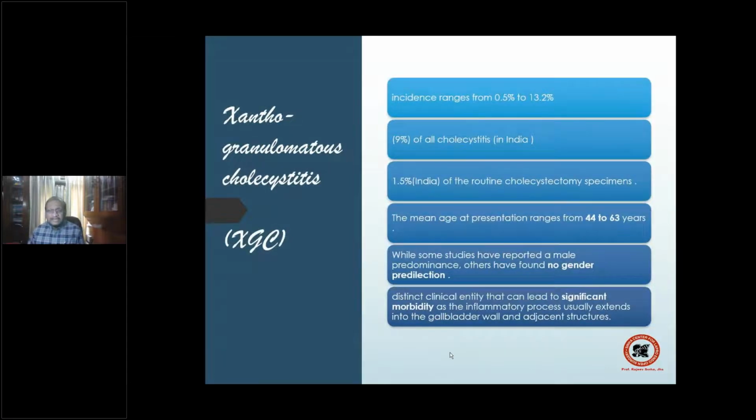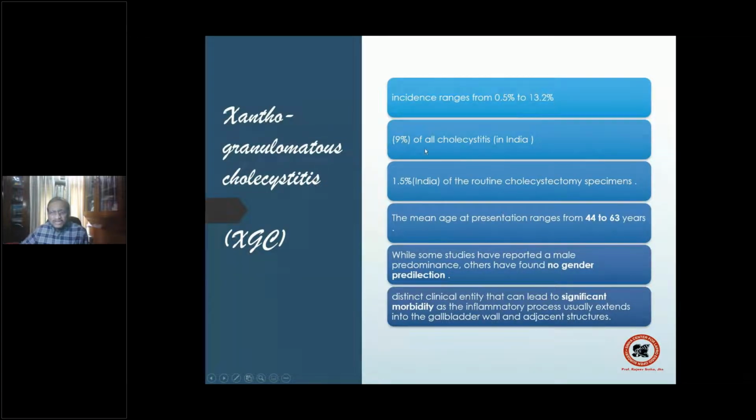The next variety is xanthogranulomatous cholecystitis, which we referred to in one of the slides, and we said this becomes a very important differential diagnosis from carcinoma of the gallbladder, and that is where it is important. So the incidence ranges from 5 to 32%, which is not a very low percentage.